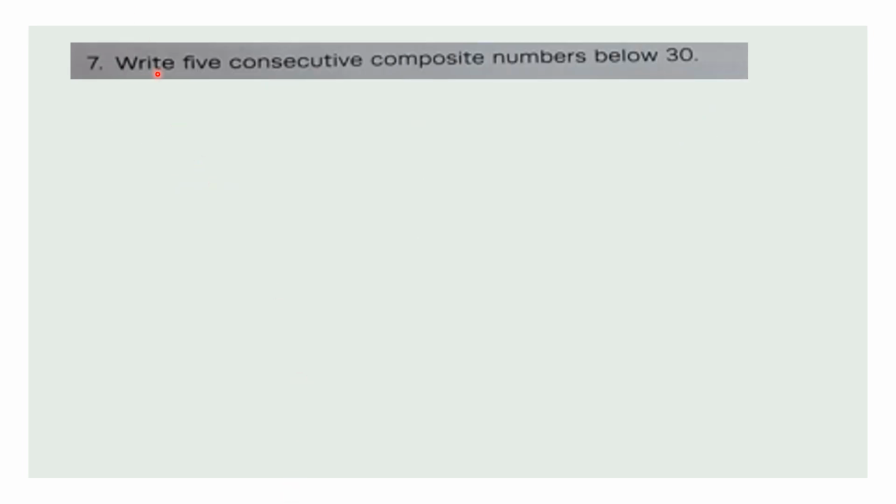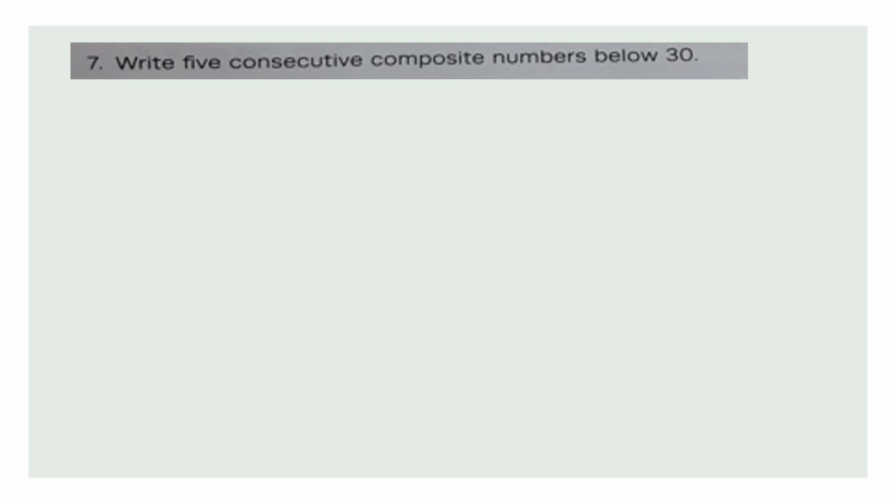Okay, let's look at this question. Question number 7. Write 5 consecutive composite numbers below 30. Okay, for this question, we need to know the concept of composite numbers. Composite numbers are the numbers that have more than 2 factors, right? And by consecutive, you mean the numbers that are occurring in sequence, or they follow each other, right?